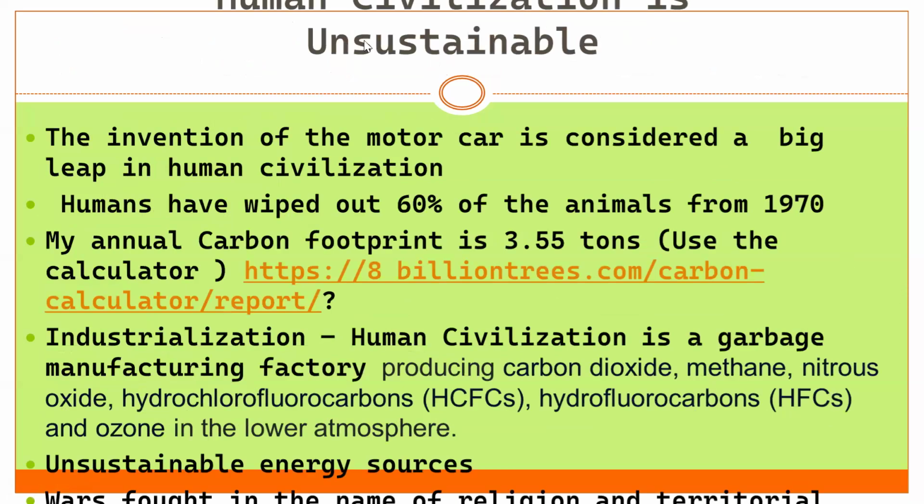Now, what I'm going to say is human civilization is unsustainable. Sorry, that top line is gone out of the window. The invention of the motor car is considered as a big leap in human civilization. We all know that. But now the motor car is going to destroy the planet. As an environmental engineer, I say that is a slogan, but it's very hard to promote. Humans have wiped out 60% of the animals from 1970.